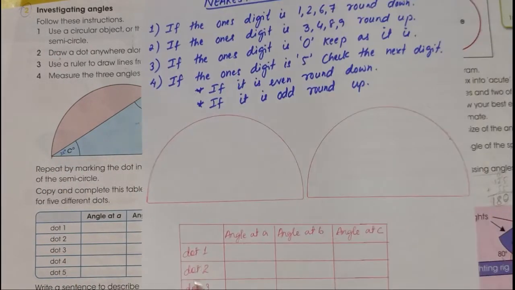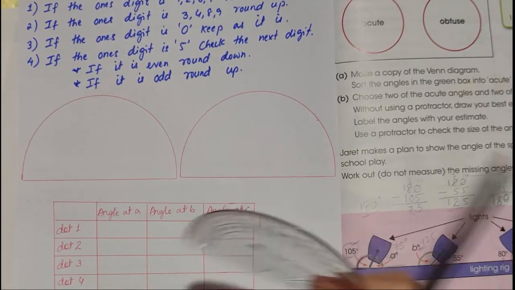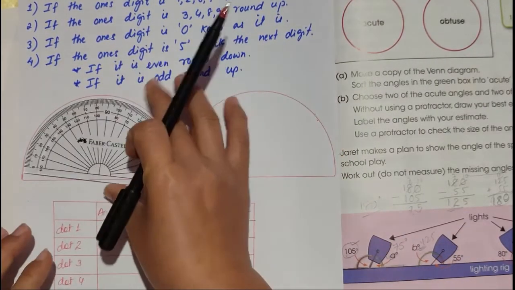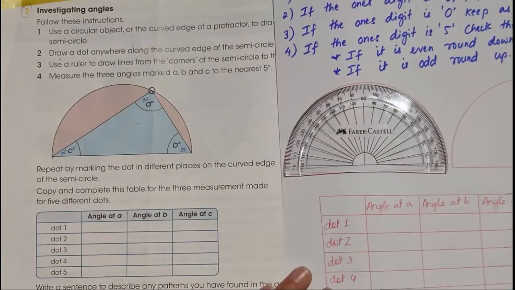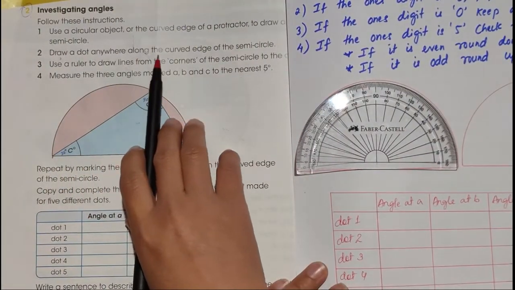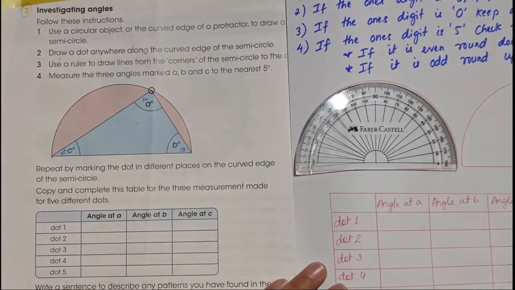So what we have to do is draw a semicircle. We can use this protector. Use this protector and draw a semicircle. That is the first step, right? And the second step, it says draw a dot anywhere along the curved edge of the semicircle. So we're going to draw a dot anywhere on the curved edge of the semicircle.